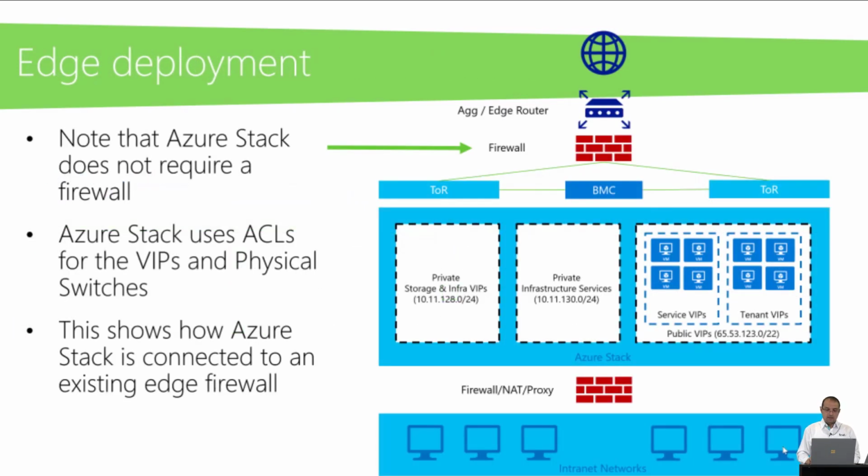Now let's look at the edge deployment. So Azure Stack can be deployed in edge scenarios behind a firewall, and it doesn't need to be directly open to the internet. Microsoft, of course, recommends using firewalls so you can get enhanced protection against DDoS attacks, intrusion detection, content inspection, and so on. So Azure Stack can certainly be deployed behind firewalls, and Azure Stack will use access lists, ACLs, to keep the internal network private and completely secure.